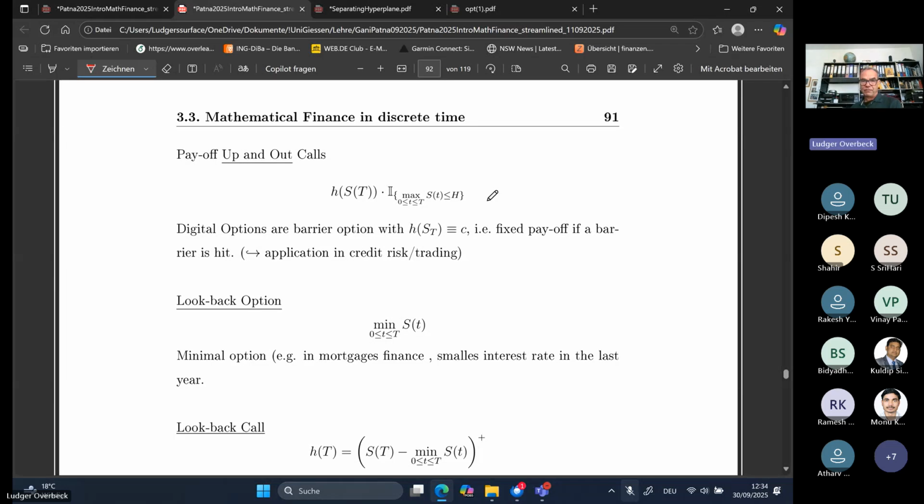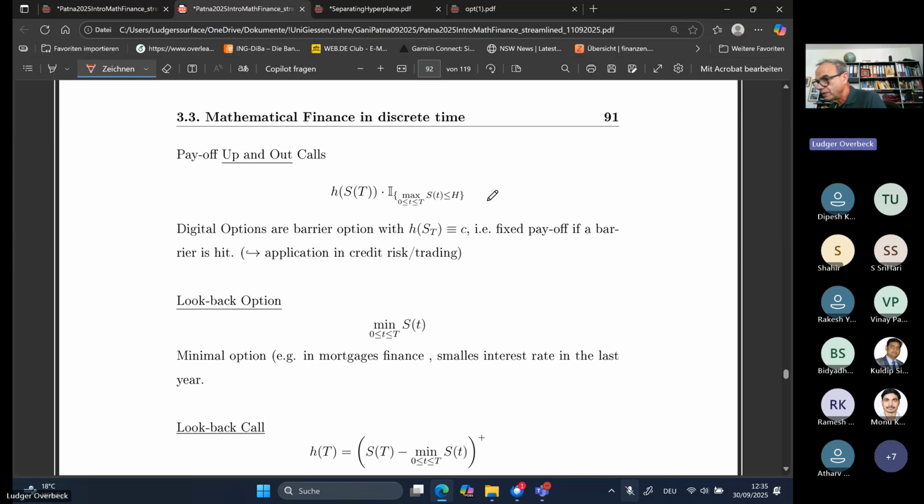And then you can have, you want to buy the option at the minimal price. This means it's kind of not adapted, but that's not necessary. You can wait until T and then say, okay, I buy it at this price, or I sell it. Or it might depend on your payout. That's quite often in mortgages, where you can make a contract that you get the lowest interest rate over the next period of time.